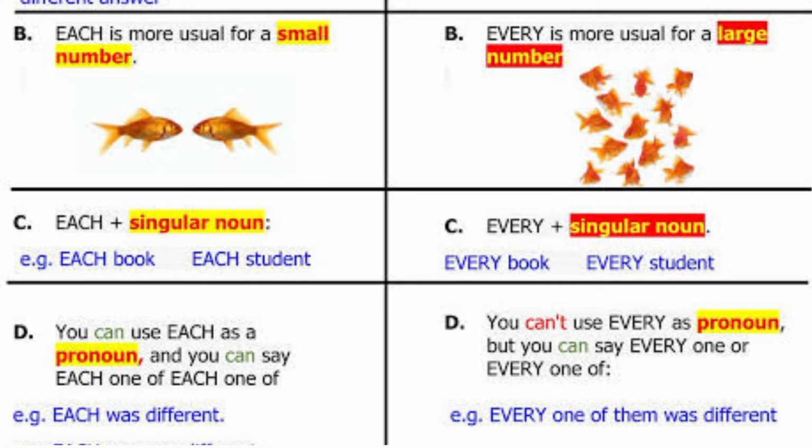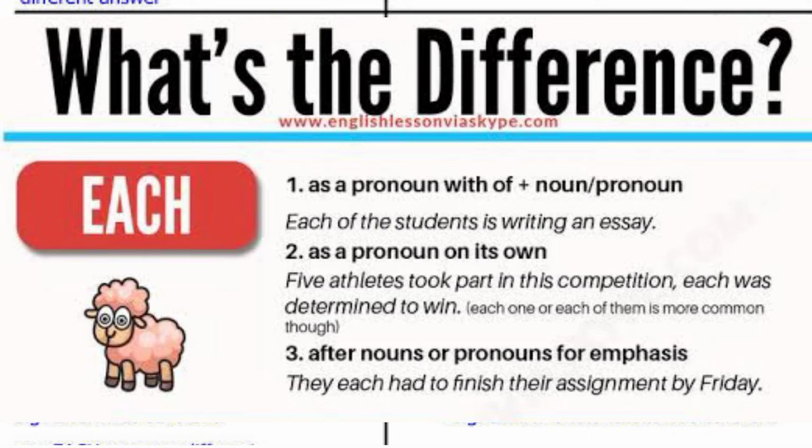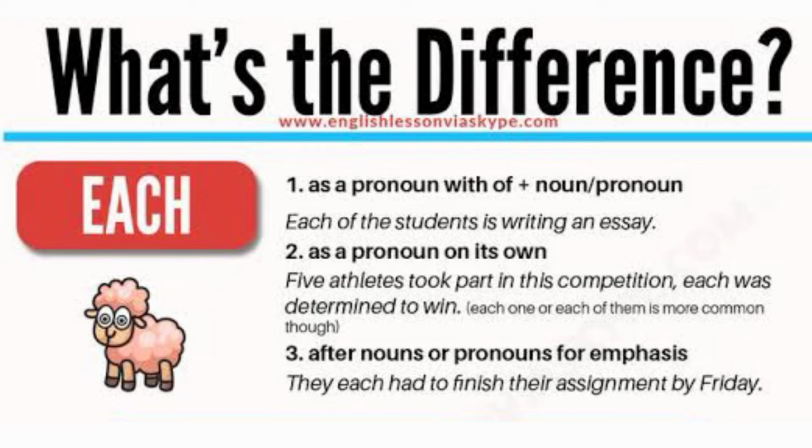every is used for more than two things, but each is used for two or more than two things. For example, he has a book in each hand. Guys, note that we are not using every here because we are using every for more than two things, but here we are talking about hands, so we have only two hands, so therefore we are using each here.